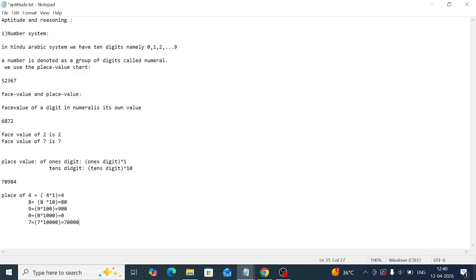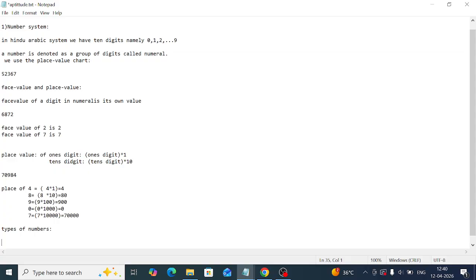Like this, you are going to calculate the place value and face value in numerals or number system. Okay. Next, place value of 0. Next, various types of numbers. Types of numbers. First one what? Natural numbers.